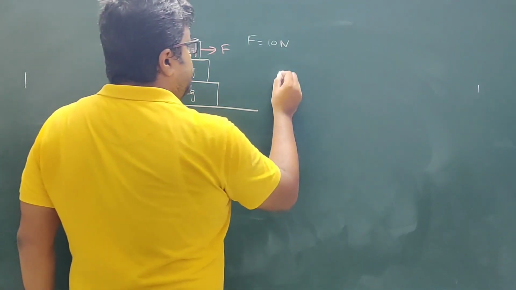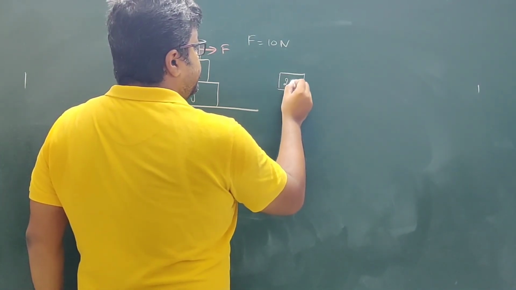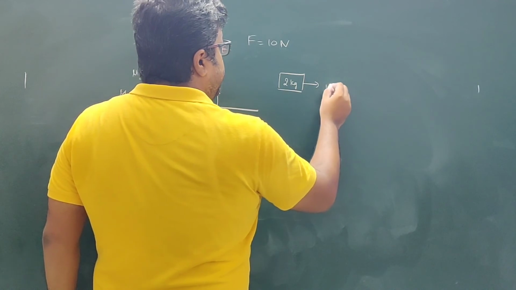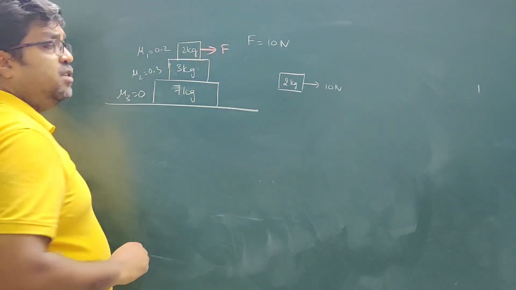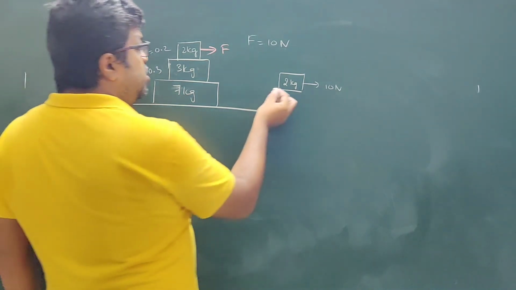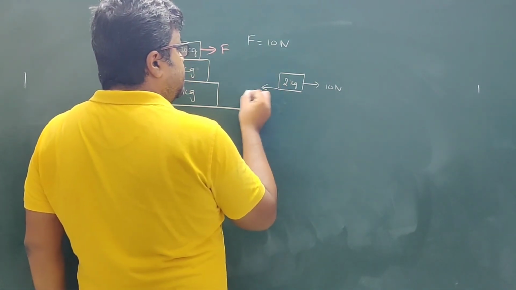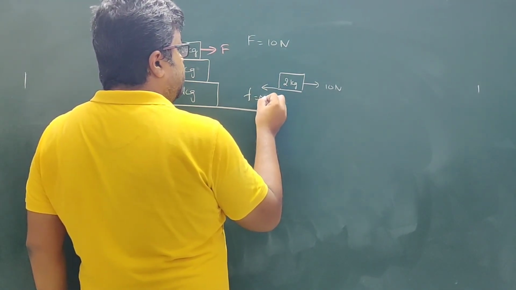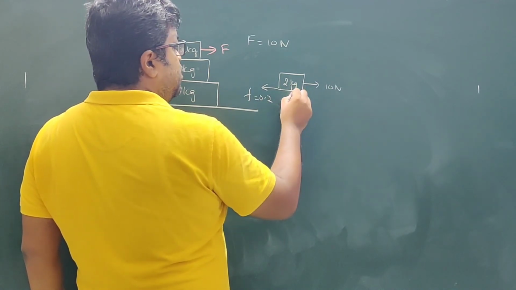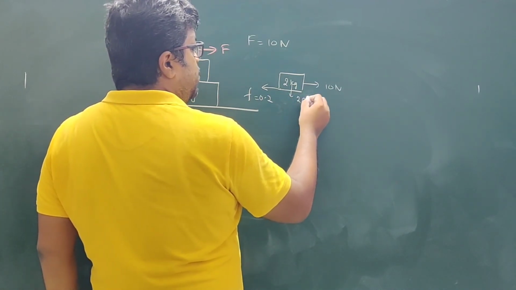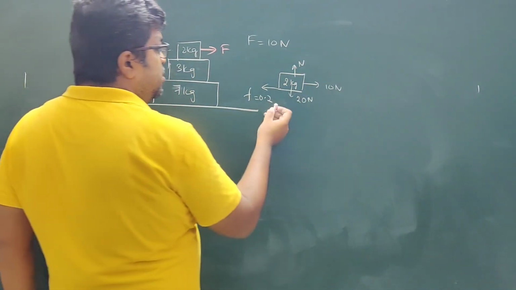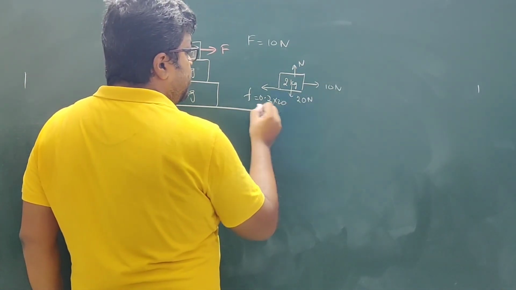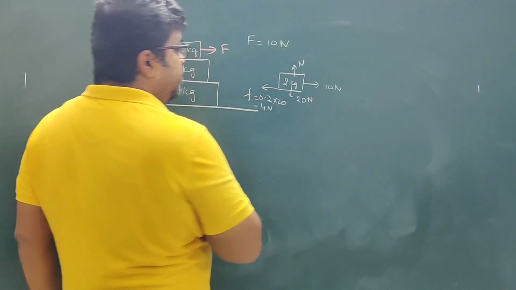See, this 2 kg block, this is 10 Newton. So between this 2 kg and 3 kg, the friction coefficient is 0.2. So this friction will act in the backward direction. So this is F equal to 0.2 times normal reaction. This is 2g, meaning 20 Newton. This is the normal reaction, so normal reaction is 20 Newton. So this is 0.2 times 20, so that is equal to 4 Newton.